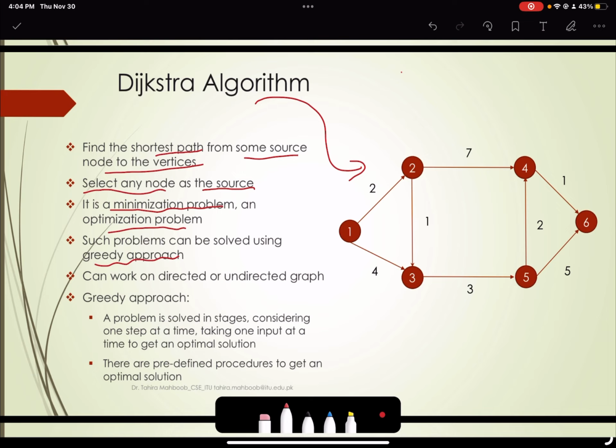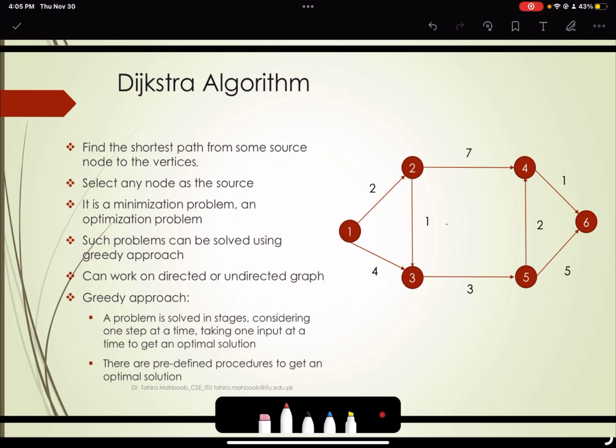As I mentioned, we have these circular nodes, which are the vertices, and the line that connects two vertices is the edge. If we have an arrowhead on the edges, we refer to it as a directed graph, otherwise it is an undirected graph. So we use the greedy approach in Dijkstra's algorithm to find the minimum path from any source to the destination vertex, or the selected vertex where we want to reach.